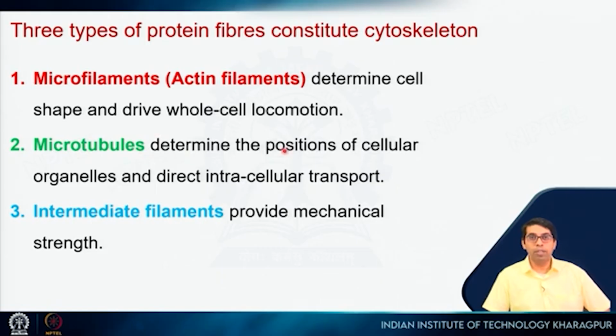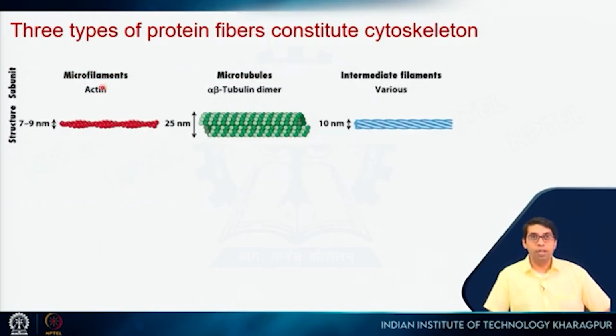Microtubules, they determine positions of cellular organelles and intracellular transport. So we will see that intracellular transport, so moving of vesicles and other things from one end of the cell to another end of the cell, is driven by microtubules. These two filaments also play important roles during cell division, which we will see in the next lecture. Intermediate filaments, they provide mechanical strength to the whole cell structure. These are the three filaments: microfilaments, microtubules, and intermediate filaments.